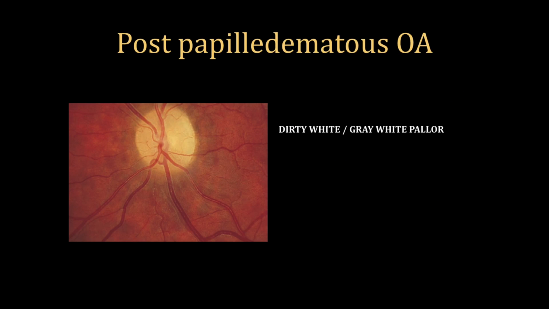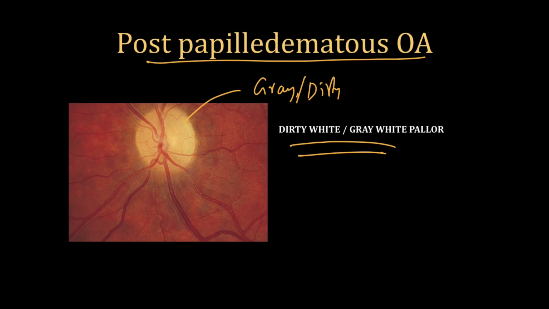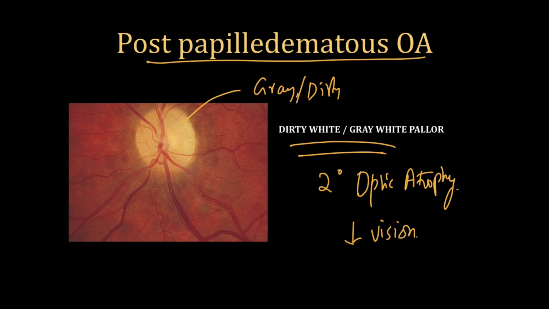So chronic papilledema will again go on to post-papilledematous optic atrophy unless treated. So what happens here is the optic disc becomes gliosed. Okay, there's going to be complete atrophy of the nerve fibers. It goes to the so-called gray or dirty white pallor. This is essentially a secondary optic atrophy. Now again here there's going to be reduction in vision, obviously.